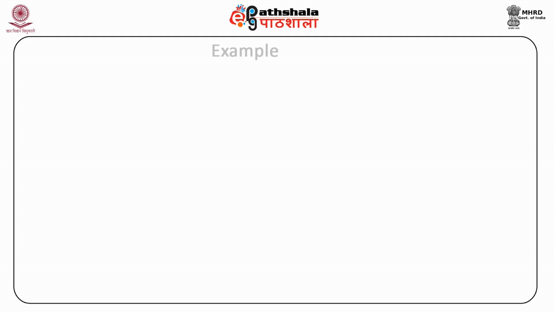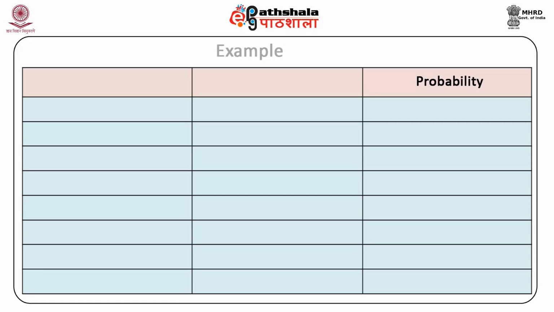Also, the possible 3-child families are mutually exclusive outcomes. Thus, the probabilities of the outcomes are as follows. X represents the number of boys. Probability for all possible values of x is given here.